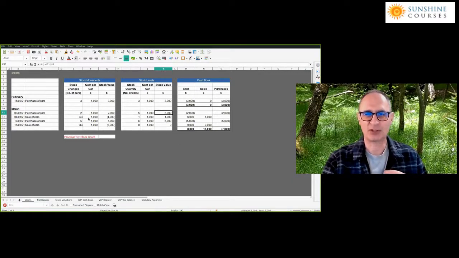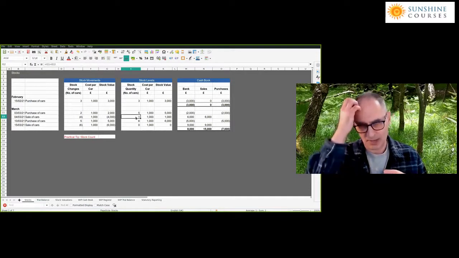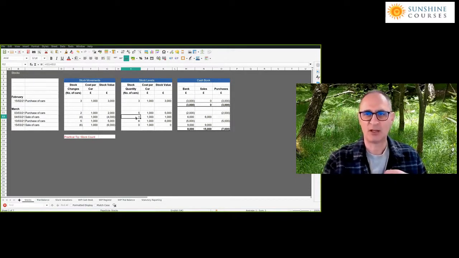On the 4th of March, we sell 4 cars. We actually get £6,000 for it because we sell them for £1,500 each, not £1,000 each. But in terms of stock levels, we've reduced our stock by 4 cars. Each one cost us £1,000. Our stock of 5 has gone down by 4, from 5 to 1 car. The cost per car is £1,000. Our stock value at the 4th of March is £1,000. On the 10th of March, we buy another 5 cars, which brings our stock up to 6. And then on the 15th of March, we sell them all, and our stock value goes back down to 0.